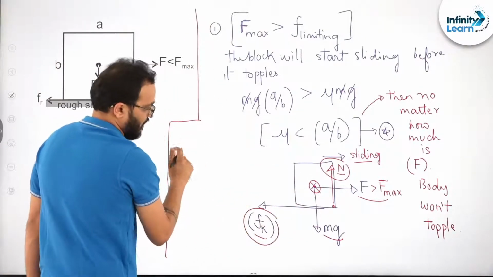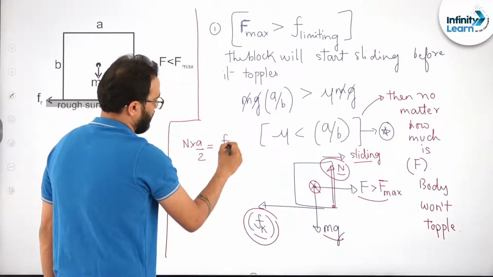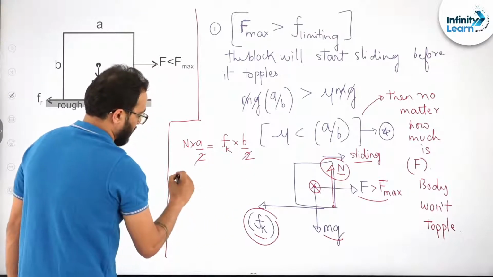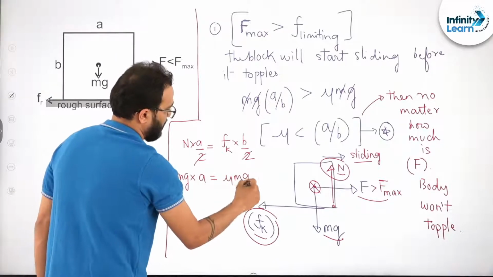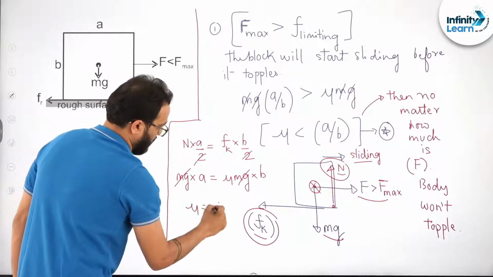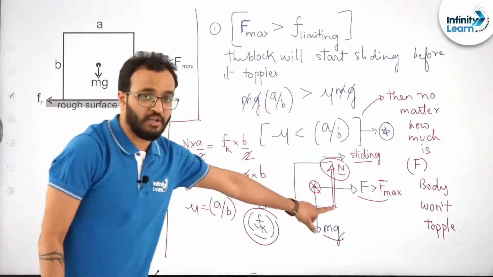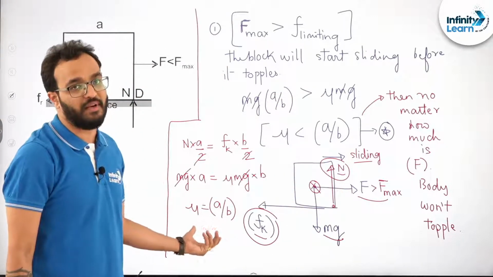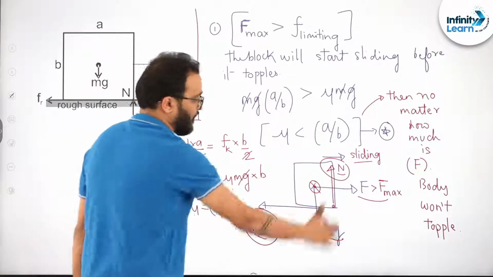Let me say, you will say that N into a by 2 is equal to fk into b by 2. So mg into a is equal to, let's say, mu mg into b. So mu is equal to a by b. So for this condition to happen, that means for the body to topple, mu should be at least greater than or equal to a by b. This condition will arise. And if mu is greater than a by b, then it will topple.